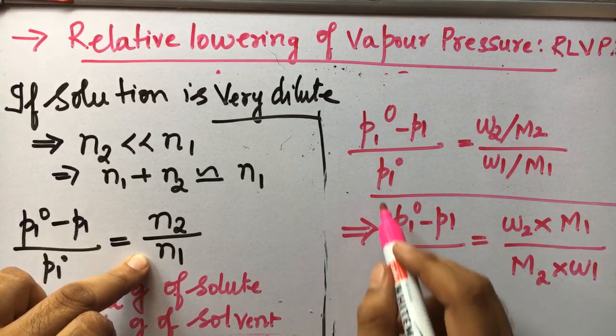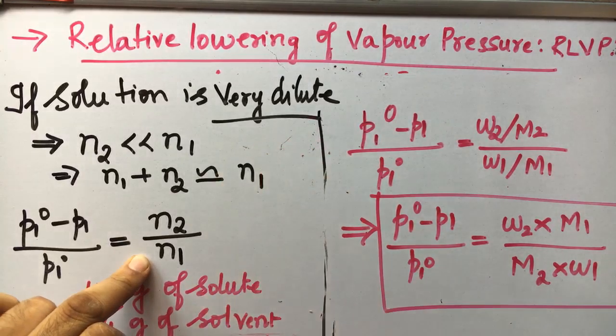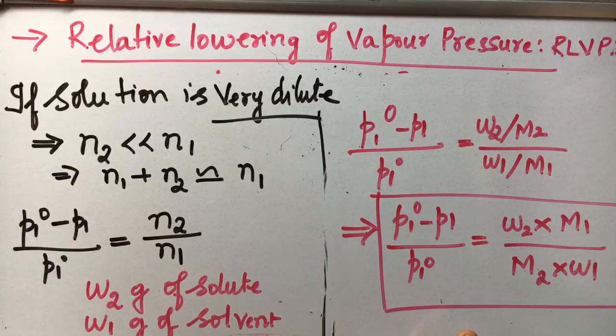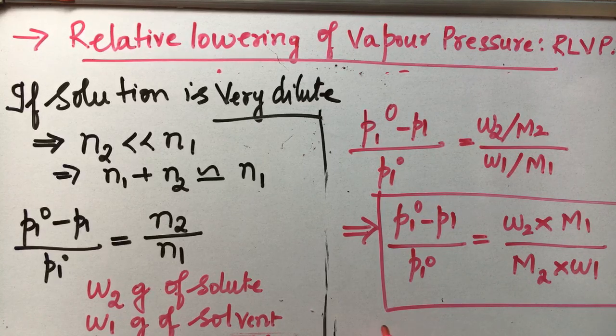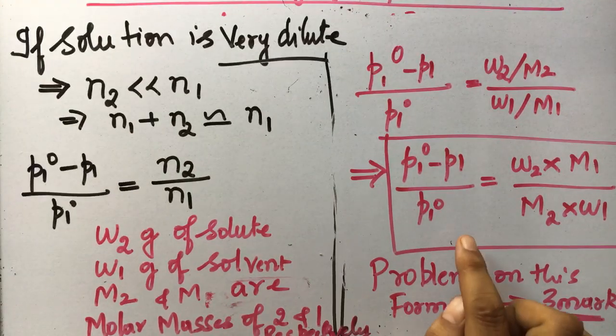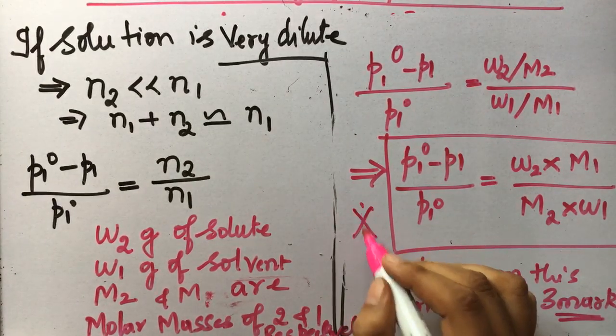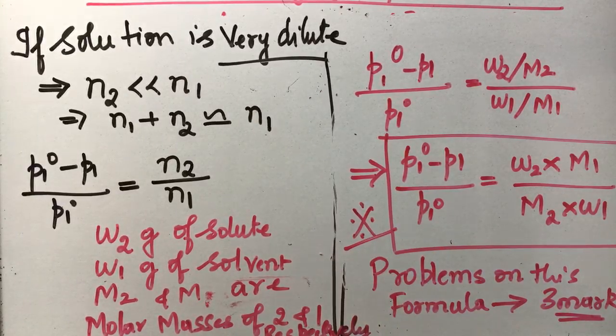Very, very important equation. As I told you in the last class, this is applicable only for dilute solutions. Unless you remember this formula, you cannot solve the problems on this. Problems on this formula are important for 3 marks. Usually one of the colligative properties would be asked, so this also can be asked for 3 marks. You need to remember this formula, which is extremely important for your boards.